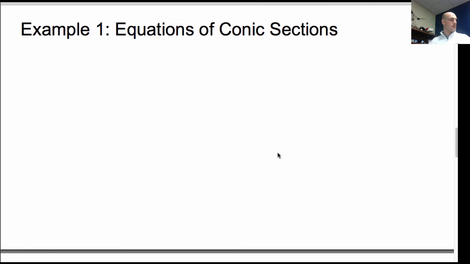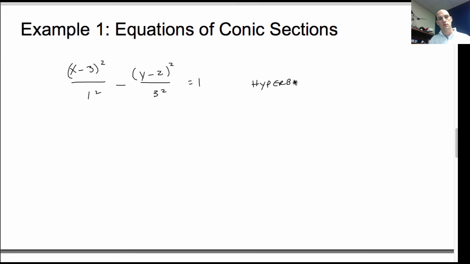Another example is going to be x minus 3 squared over 1 squared minus y minus 2 squared over 3 squared equals 1. Well, notice we've got a subtraction problem here, so this is a hyperbola. And our h and our k are going to be 3, 2. Well, what does that mean? That's the center.